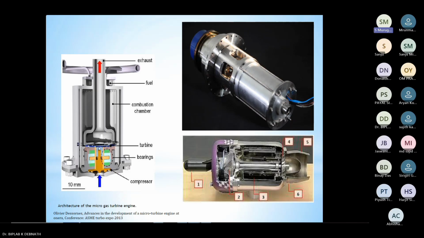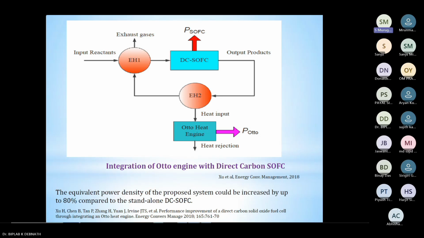You can see the architecture of a micro gas turbine. Like a gas turbine, here also you have a compressor, a turbine or expander, and of course a combustion chamber. Japan and Germany are doing a lot of work on these small micro gas turbines. This micro gas turbine can be combined with the exit of the fuel cell. Whatever waste heat you get can be utilized either to preheat the air which enters the compressor, or to heat up the fuel here also, and then you can use it. Next, please.